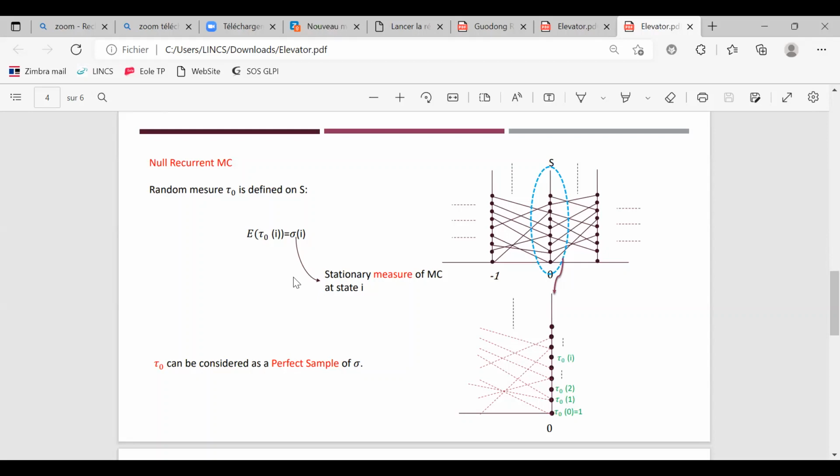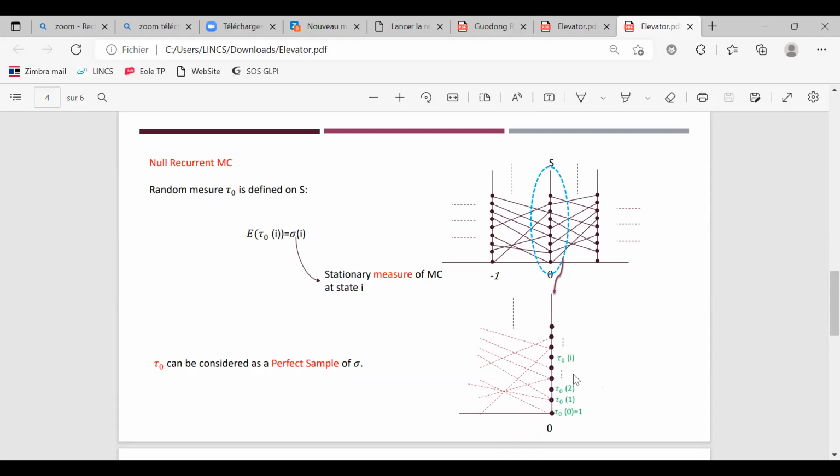It means that for a null-recurrent Markov chain, we can construct a random set. This random set has the property that at each point, the expectation of the value of the measure at that point is equal to the stationary measure of the null-recurrent Markov chain. Using this property of this random set, we define a perfect sampling of a null-recurrent Markov chain. And in the next steps, we try to construct this.